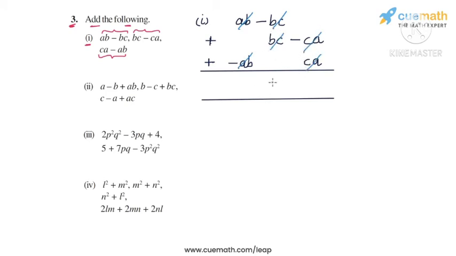So all we are left with is 0. So basically all the terms cancel out, so we are left with 0. And hence the answer for the first part is that the sum of the three expressions is 0. So that completes part 1.